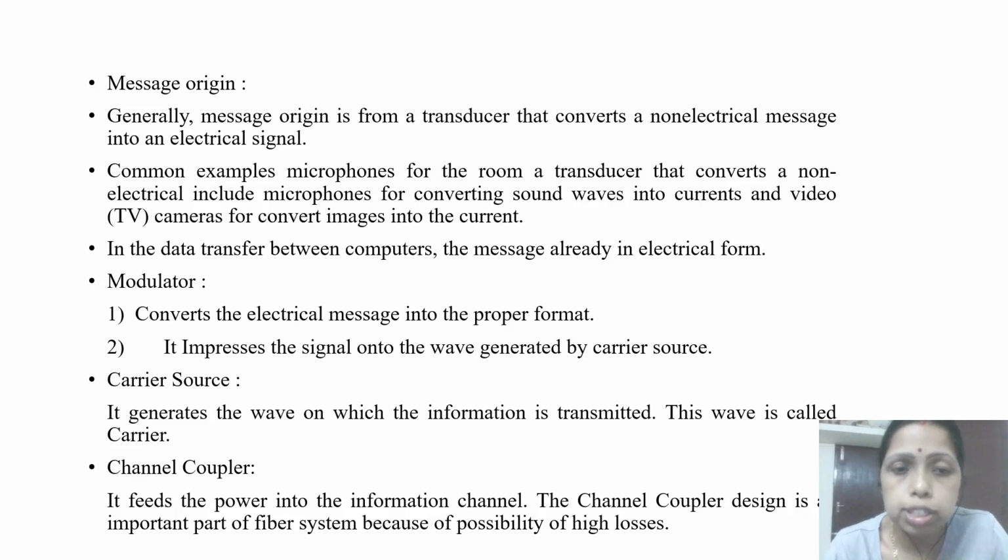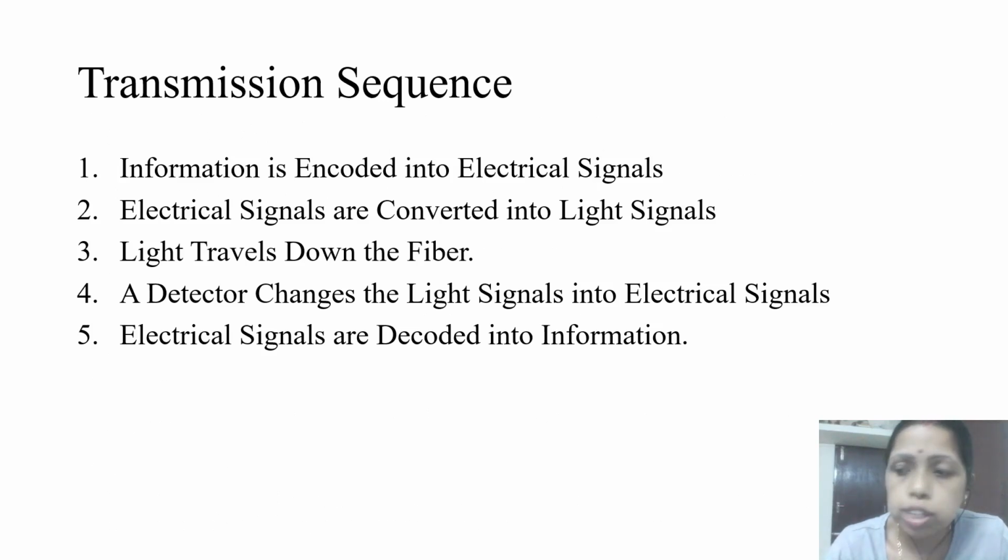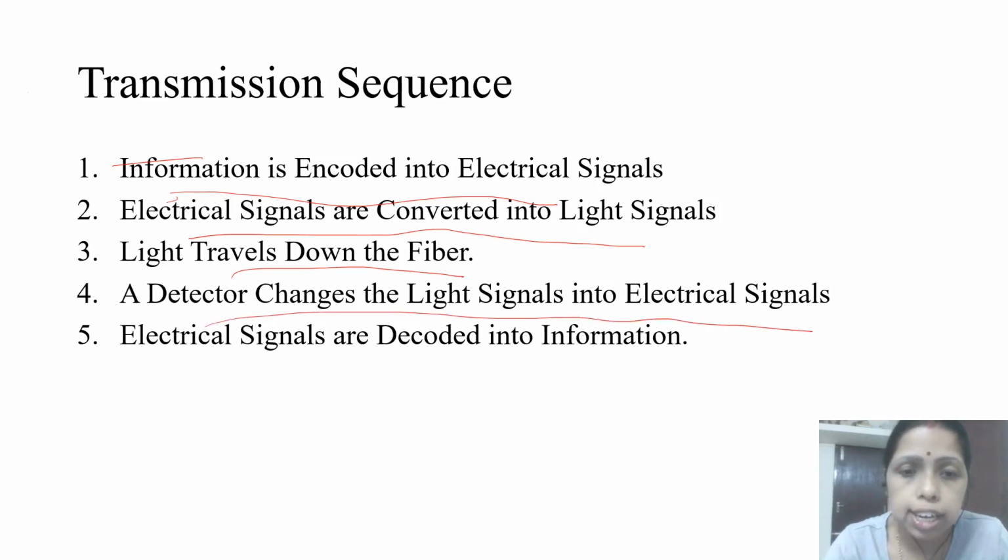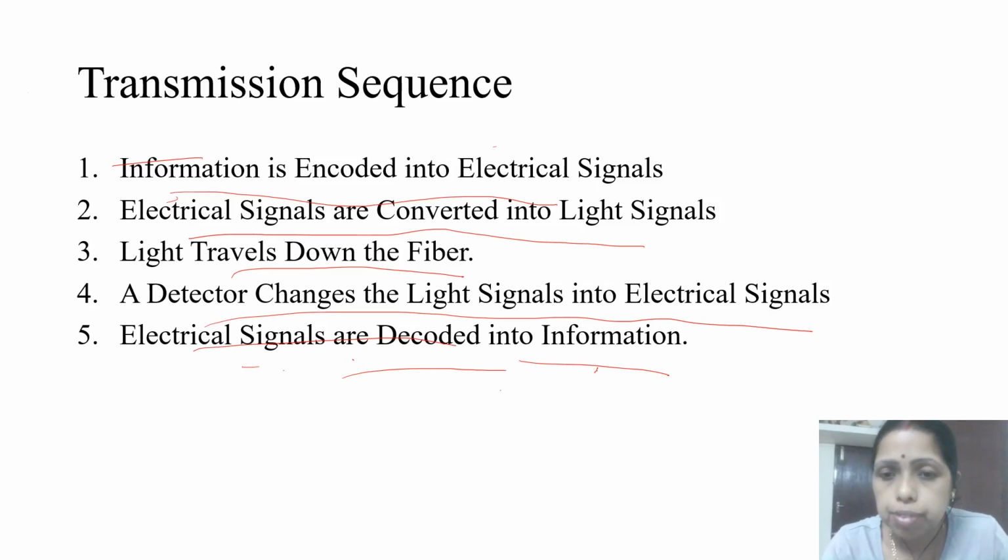Whatever I have told about each and every component is discussed here. These are the sequence of the transmission. Information will be encoded into an electrical signal. Then the electrical signal will be converted to a light signal. The light travels through the optical fiber. At the detector side, the light signal is converted again into an electrical signal, and the electrical signal is decoded into the information, like the voice signal. So voice signal to electrical signal, and here again electrical signal to voice signal.